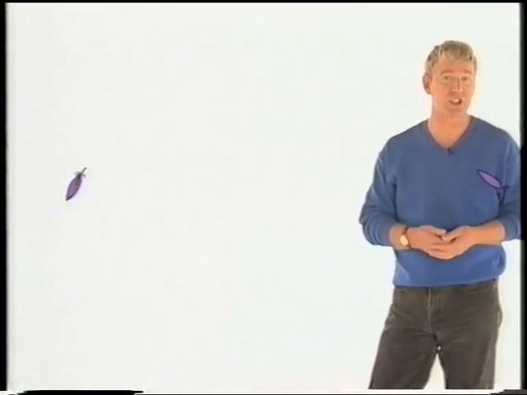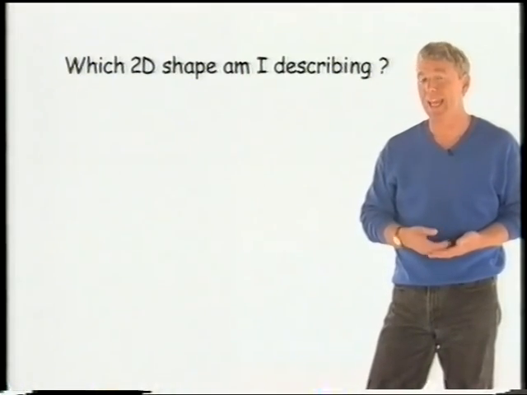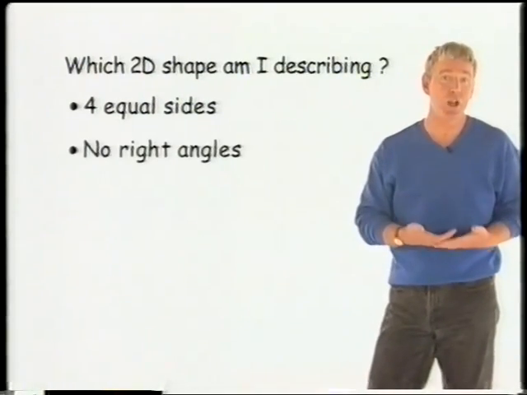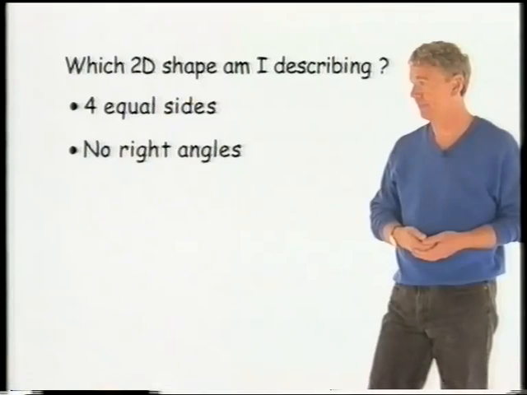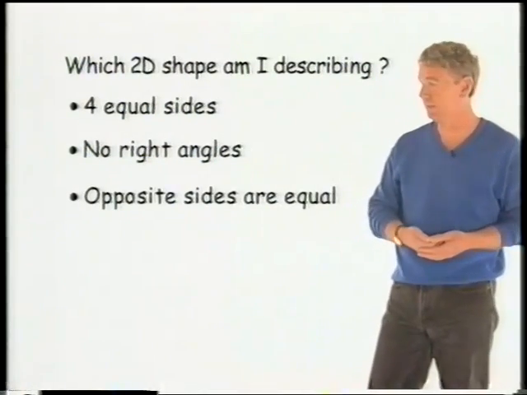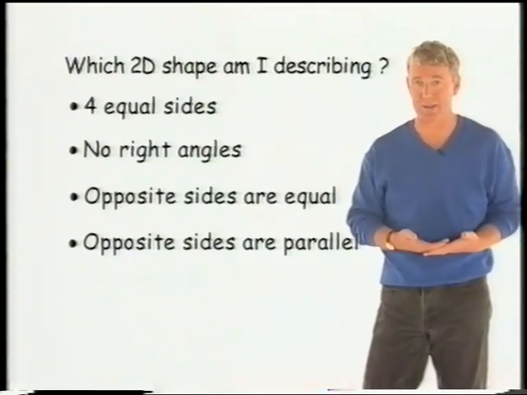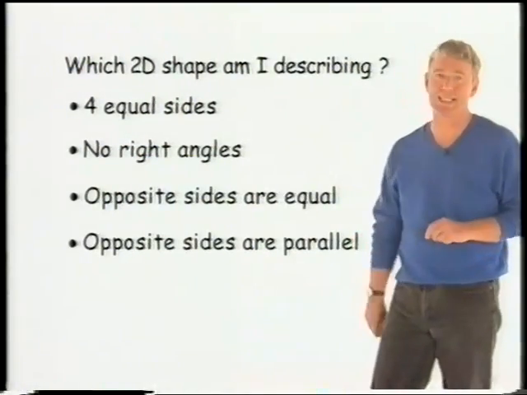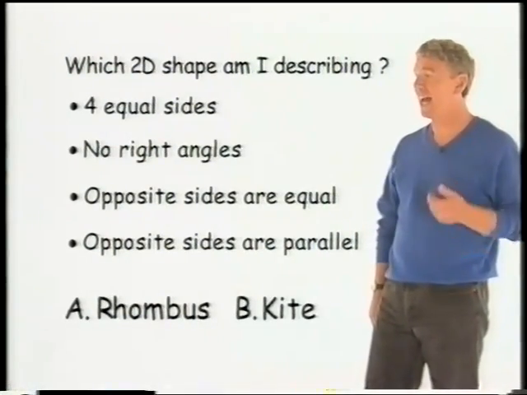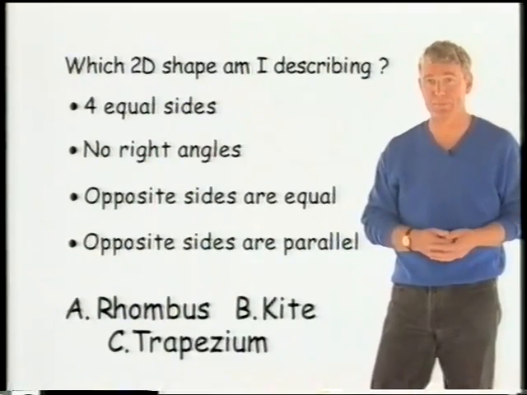Let's try this question. Which 2D shape am I describing? It has 4 equal sides. It has no right angles. Both pairs of opposite sides are equal. And both pairs of opposite sides are parallel. So, is it A, a rhombus, B, a kite, or C, a trapezium?